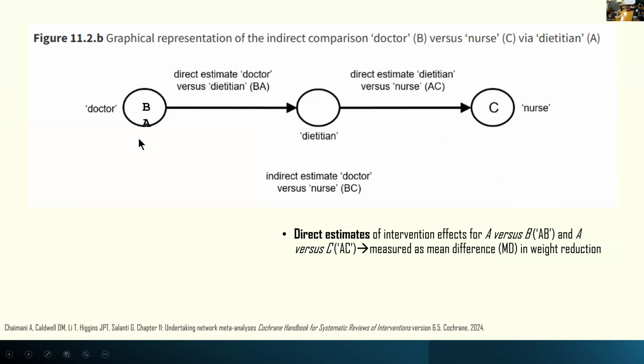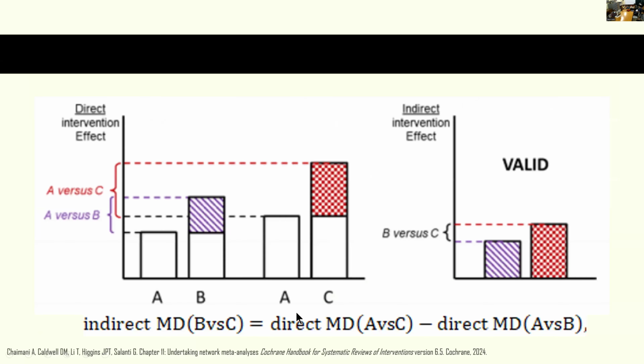Okay, so we have the doctor, which is B. Then the dietitian is A. And we have the nurse, which is C. You look at the difference between B and A, and you look at the difference between the dietitian and the nurse. And then we can finally come to the indirect estimate between the doctor and the nurse. So you subtract the effect of B minus A, you get a mean difference. Then you subtract the effect of C minus A, you get another mean difference. And when you combine them, you get this particular mean difference, which will be the effect of the doctor versus the nurse.